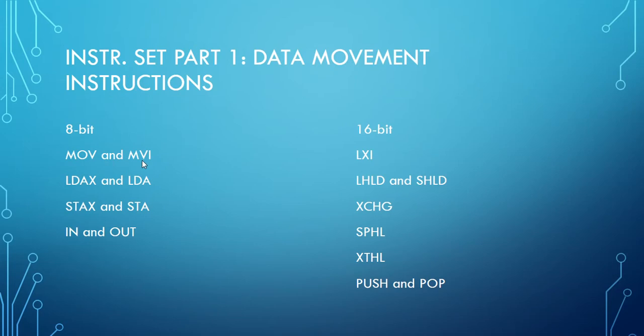MVI uses both register and immediate addressing. Remember, we have to specify a register that we want to move the immediate data into, and then we have to specify a 2 hexadecimal digit immediate value. So I could do MVI A, comma 39H, and the H means hex.